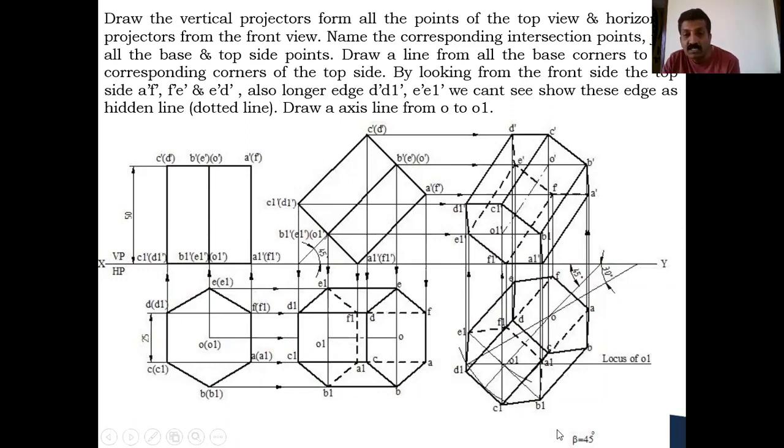Coming to the longer edges, you are looking from here, B1 to B you can see. C1 to C you can see. D1 to D you can see, it becomes the outermost boundary line. E1 to E you cannot see, hidden edge. Next F1 to F you cannot see, it's behind, it's a hidden edge. So like this you have to analyze.